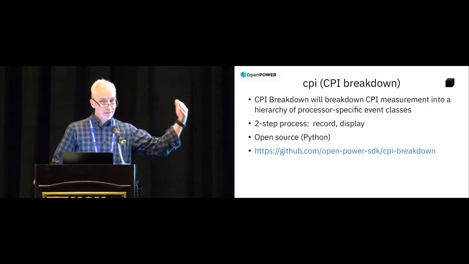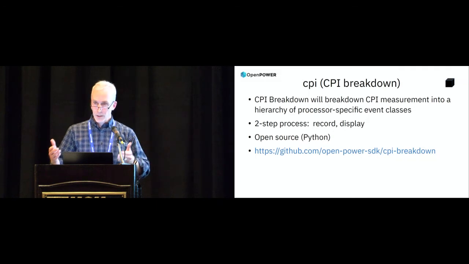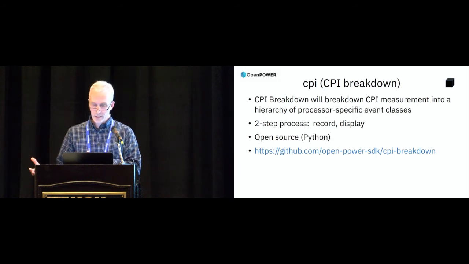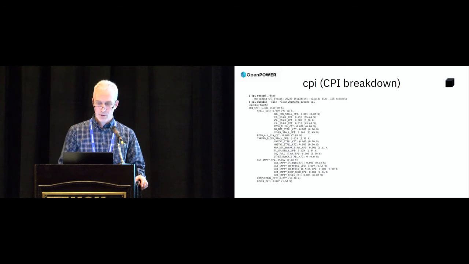I talked earlier about the CPI Breakdown Tool. This is a command line version of that. Basically emits the same information, a two-step process. It will run perf and gather all the performance information that it needs to display the CPI breakdown. And then the CPI display command will display that. Let me show you output here.